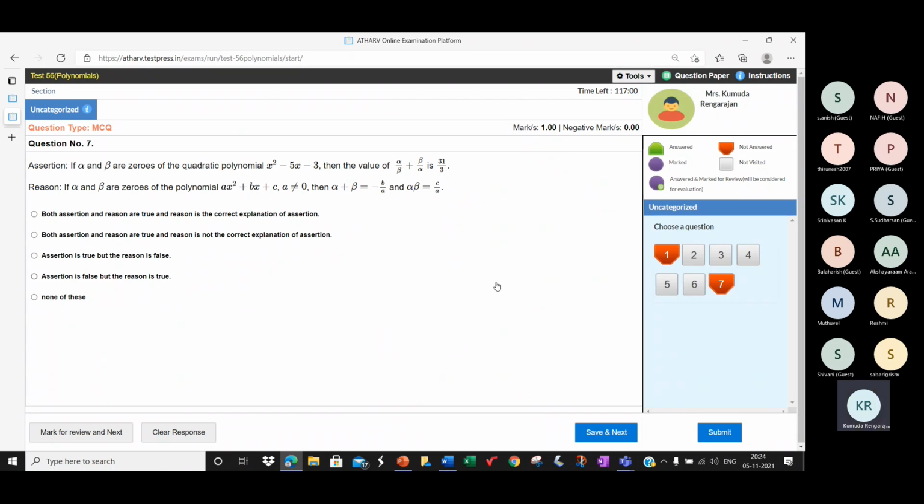Thank you, Thirunesh. Yes, so you said alpha square plus beta square is equal to alpha plus beta the whole square minus 2 alpha beta. You're right. And what's the value of the expression alpha by beta plus beta by alpha? Please work.